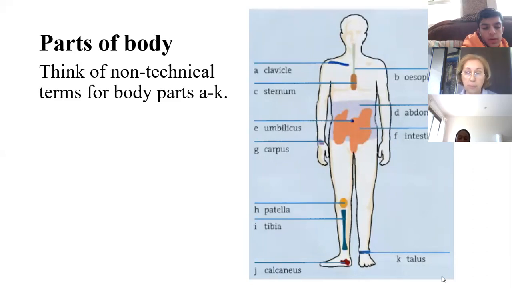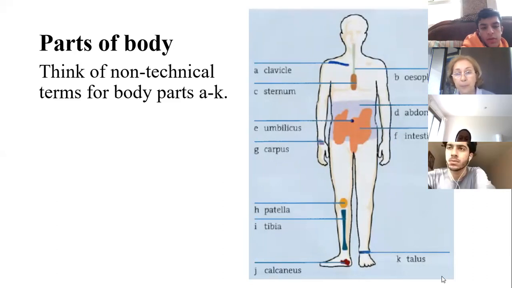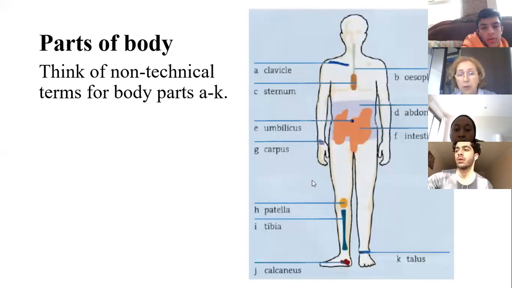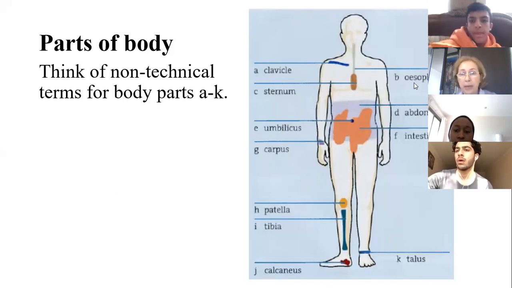Well, so let us start with the clavicle, A. So what do we call it? I think it's shoulder. Shoulder. And if we speak about bones, what's the name of the bone? Collarbone. Mhm. So B, esophagus.